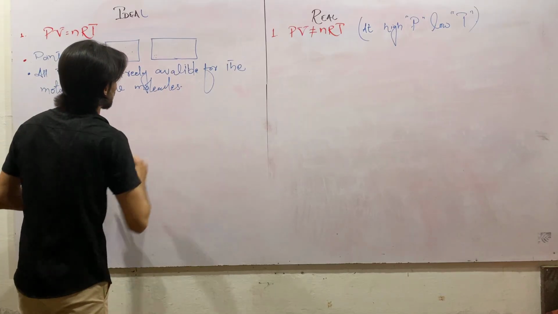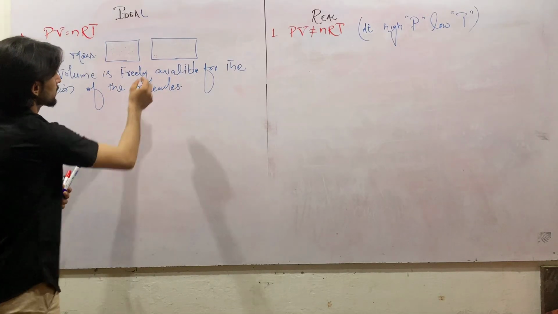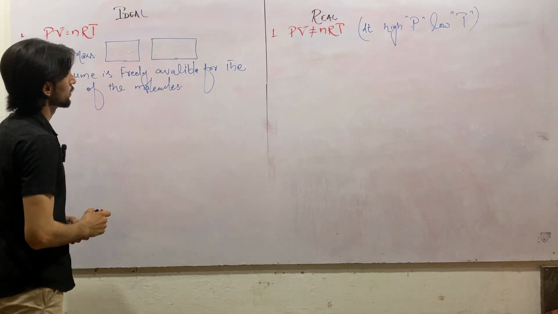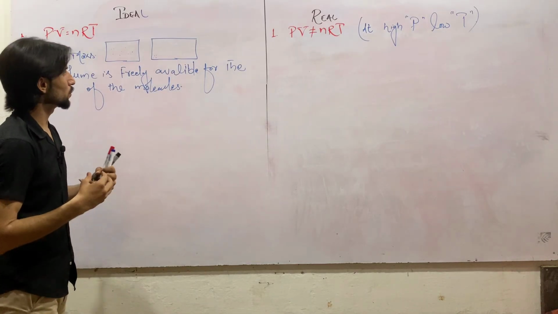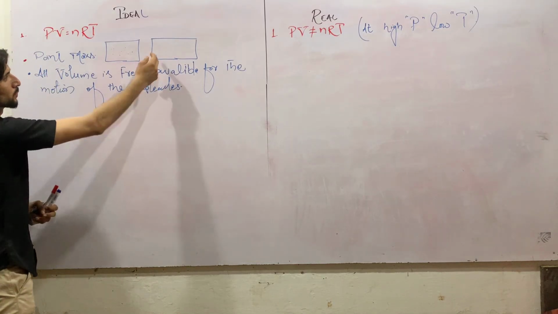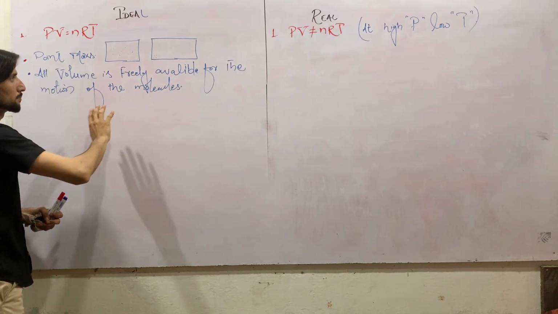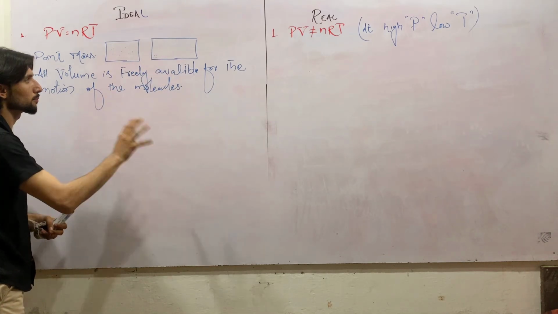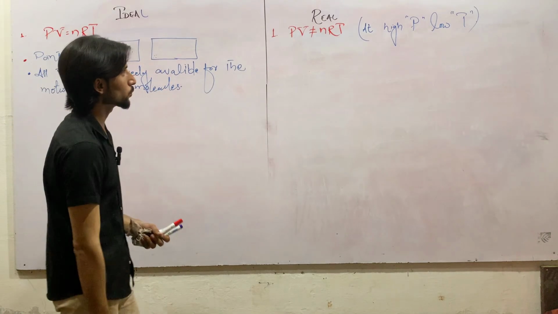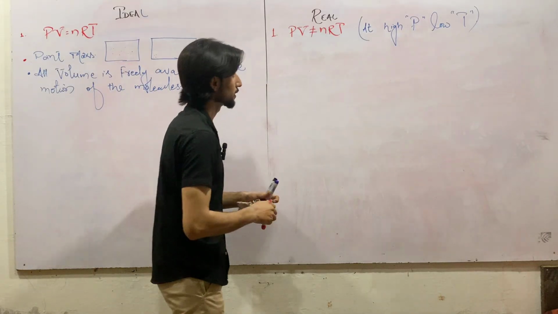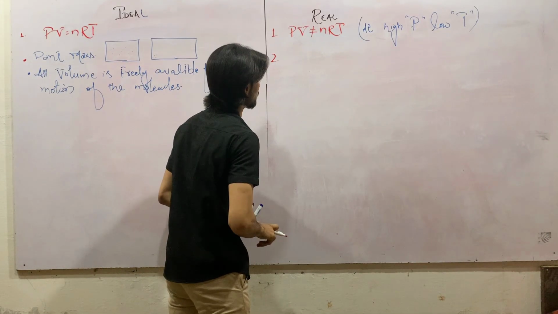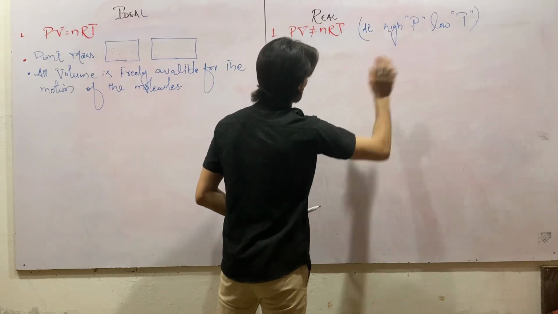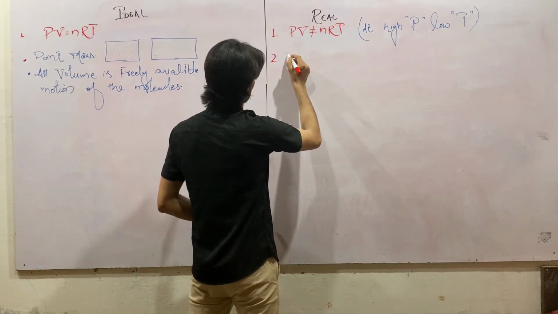Means the volume occupied by the molecules themselves is not worth noticing. So you do not have to give heed to that volume. Means they are not hampering their motion. So what we found in reality, the volume of the molecules at high pressure and low temperature was not negligible.